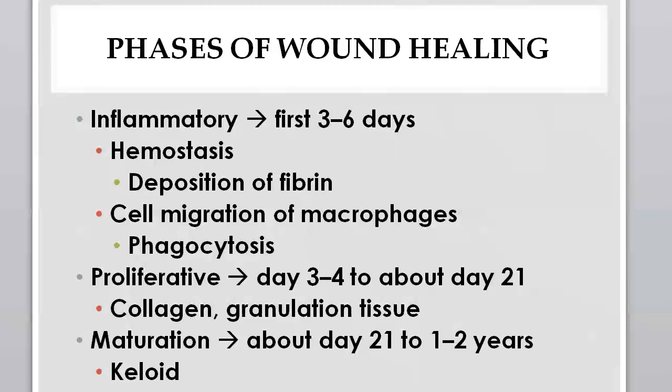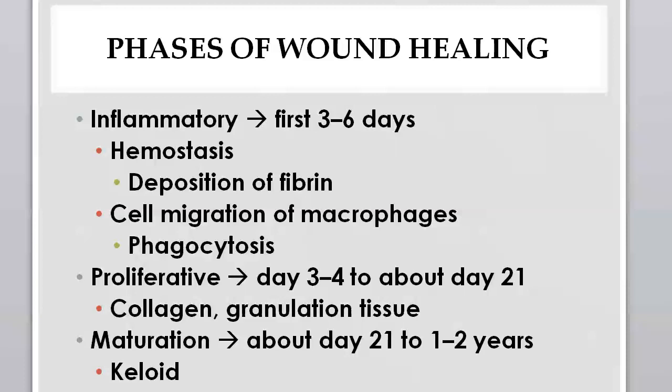And lastly is the maturation or the remodeling phase, which can happen at about day 21, and it can go on as long as 1 to 2 years. And this is where you have keloid, which is another way of saying scar tissue develops. So those are the phases of wound healing.